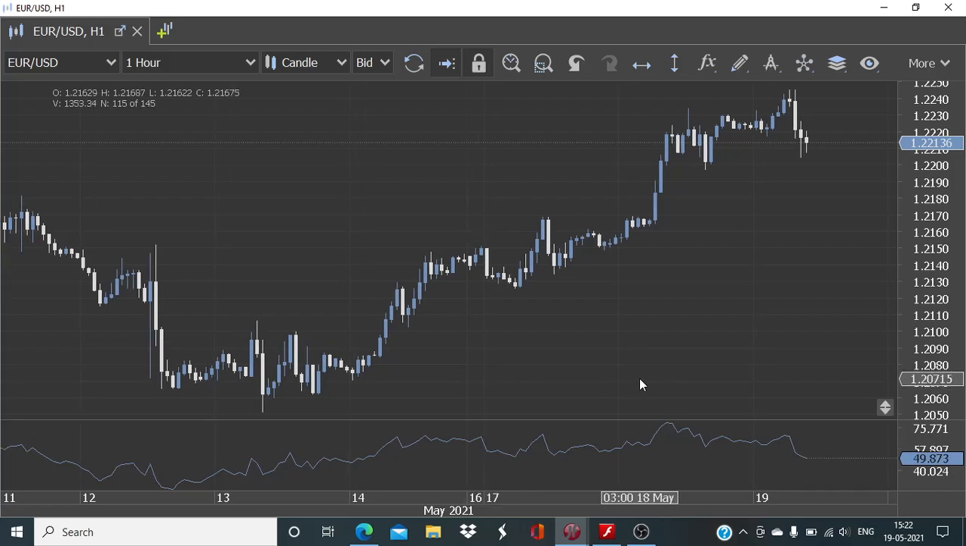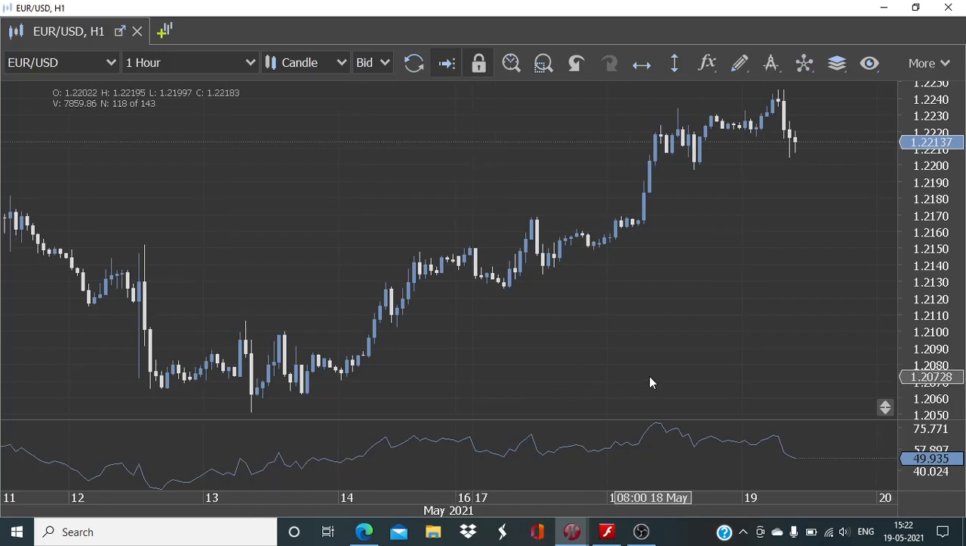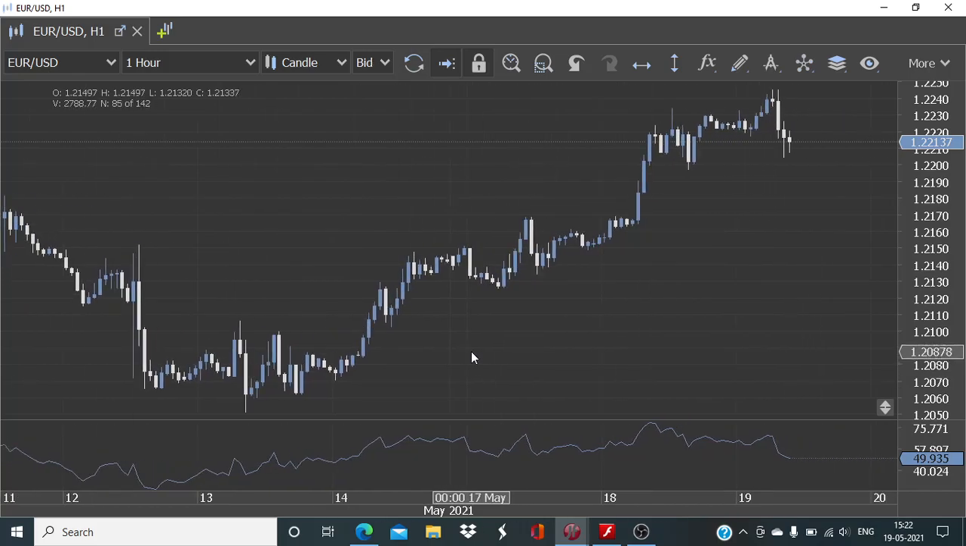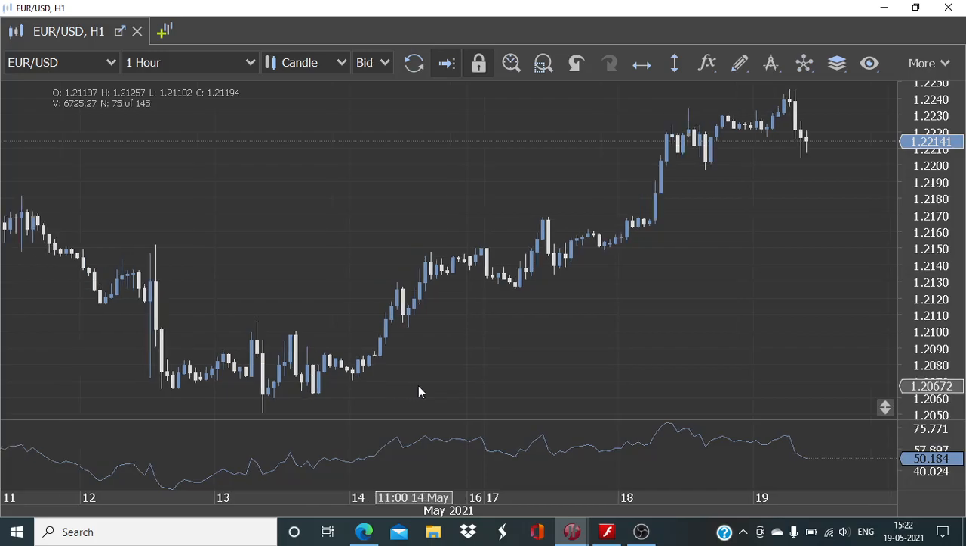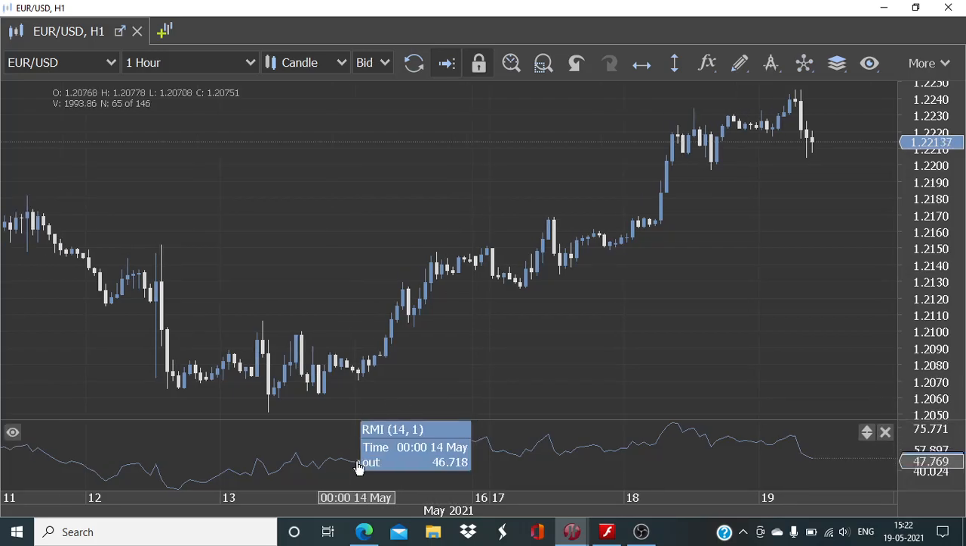When we have the value below 20, that means the underlying instrument has been in oversold territory, and if the value is above 80, that indicates the overbought situation. And for this session, we will be mostly relying on the midpoint, that is the 50 level, which will be a critical marker while determining whether to go for the long or the short trade.